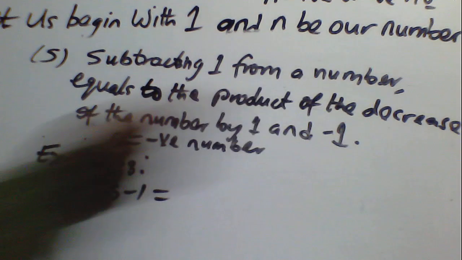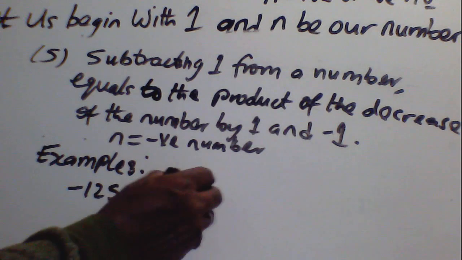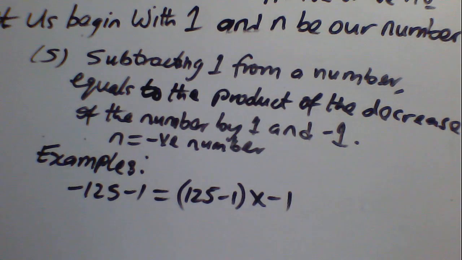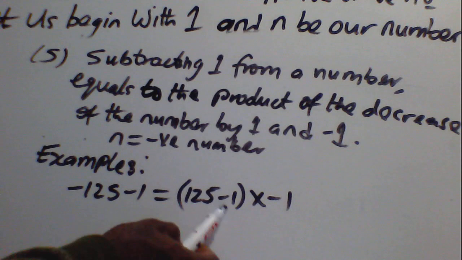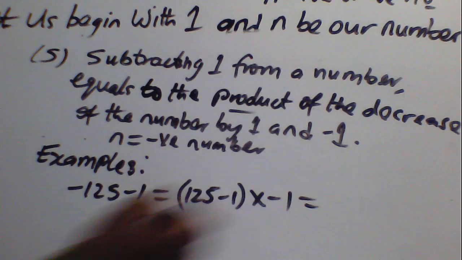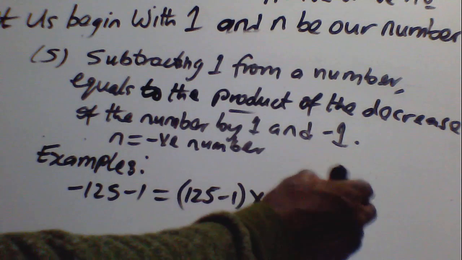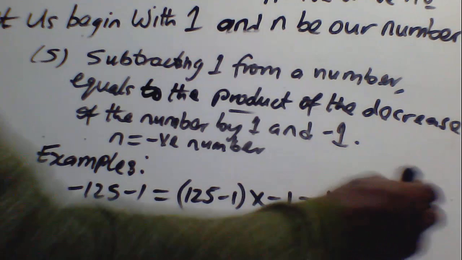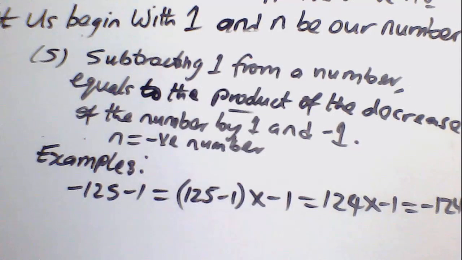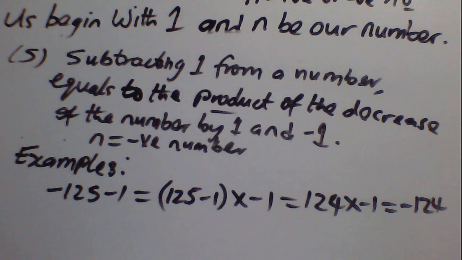So this will be equal to what? The product of the decrease of the number by 1. If the number decreases by 1, it will be 125 minus 1, and what? Minus 1. So the product: 125 minus 1 will give us 124 times minus 1, and this will give us minus 124. So that is it, when n is a negative number.